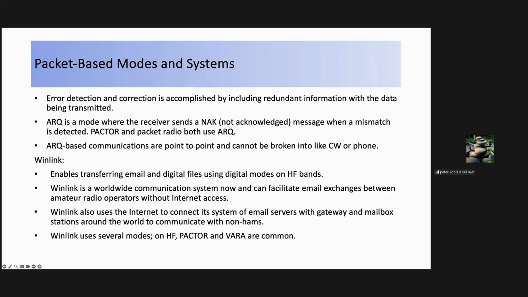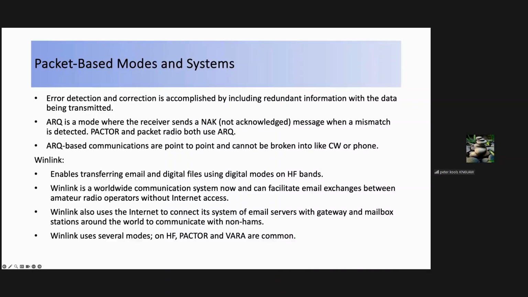WinLink is another packet-based mode, and it enables transferring email and digital files using digital modes on HF bands. WinLink is an existing worldwide communication system, and it can facilitate email exchanges between amateur radio operators without internet access. So you can basically, on your computer, create an email, initiate your WinLink application, which sends out email through your radio to the WinLink radio network.